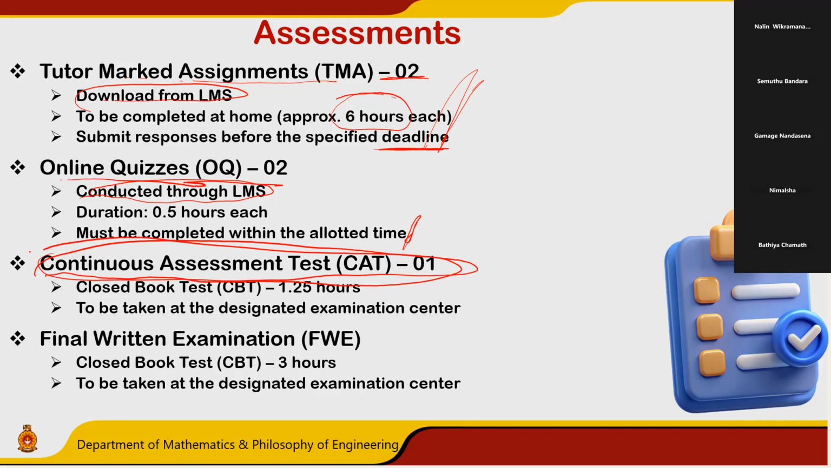And the continuous assessment test is a closed book test. You have to come to our center or main branch. We have about 18 centers, and we will conduct this continuous assessment test there. You have to answer within 1 hour and 15 minutes. It is a closed book test, that is a CBT.